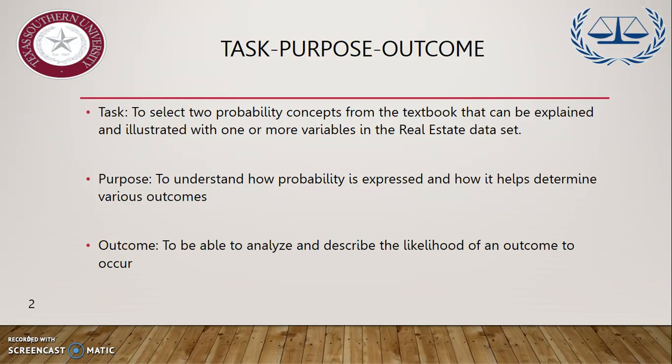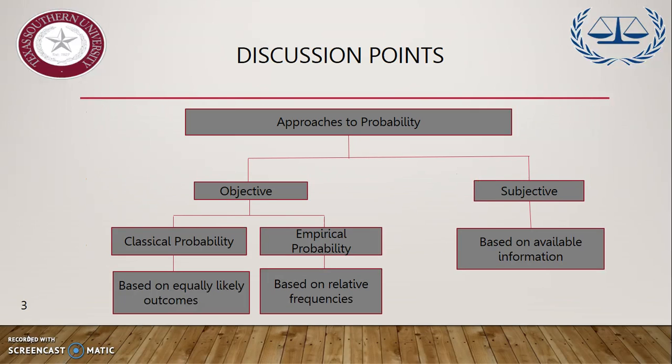The task will be to select two probability concepts from the textbook that can be explained and illustrated. The purpose will be to understand how probability is expressed and how it helps determine various outcomes, and the outcome will be to be able to analyze and describe the likelihood of a future event occurring.